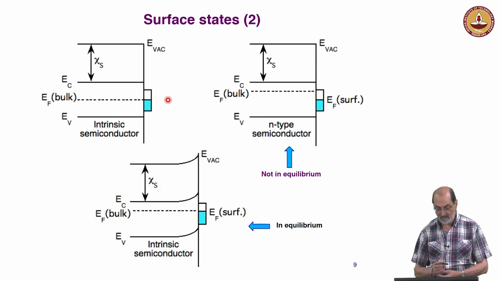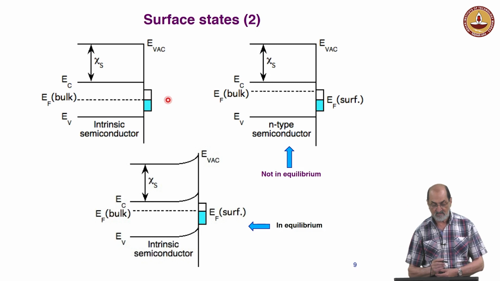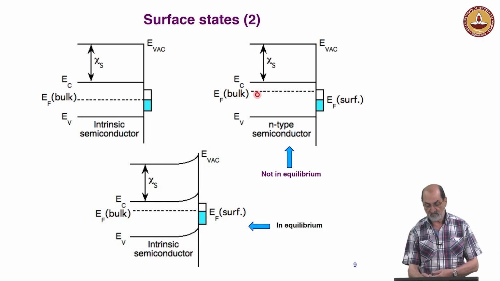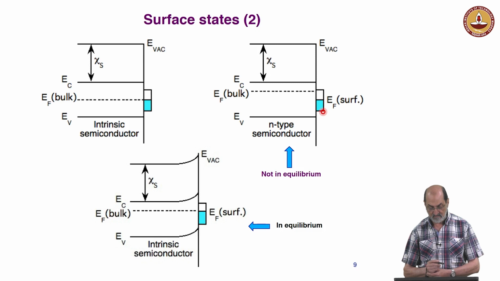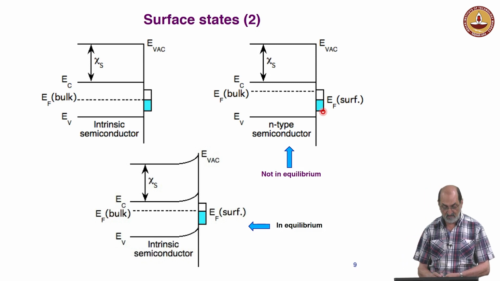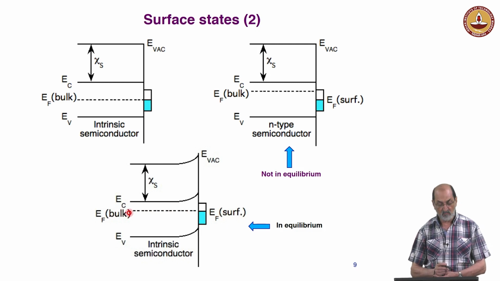What happens if we have an N-type semiconductor? Well, the situation is different because now the Fermi level is above the acceptor levels which form at the surface. And in that case, electrons would drop onto those acceptor levels at the surface up to the point we reach equilibrium. The Fermi levels in the bulk and at the surface align, but at that point we have a band bending, and the Schottky barrier forms.